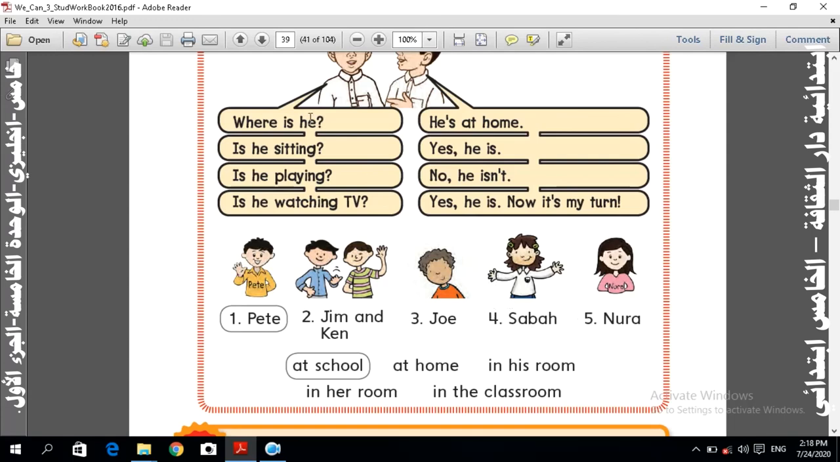إذن تغيير بعض الكلمات فقط. تعالوا نستخدم الجمع. لو عندي Jim and Kim وهنعتبر إن هما in the classroom تكون المحادثة كالآتي. Where are they? غيرنا is إلى are. Is مع he أو she. أما they are. Where are they? They are in the classroom. Are they sitting? Yes, they are. Are they playing? No, they aren't. Are they watching TV? No, they aren't. And so on. يمكن نعمل محادثات كثيرة بالأسئلة والأجوبة وتغيير بعض الكلمات.